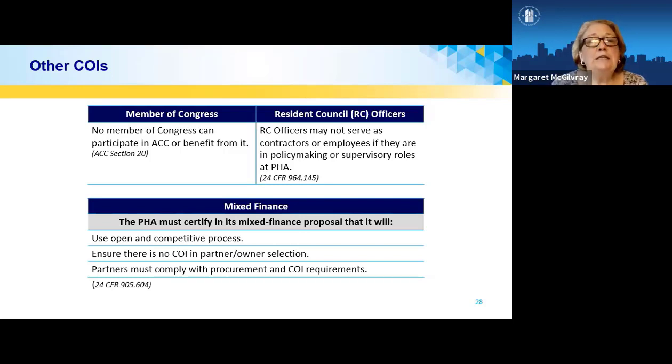And then finally, if the PHA is doing mixed finance, which could be a RAD project, it could be a tax credit project with public housing units in it, then it has to certify that it will use the same kinds of procurement requirements that you would in a fully federally subsidized program. And you just have to make sure that the selection of the development partner or owner does not fall into a conflict of interest as well.